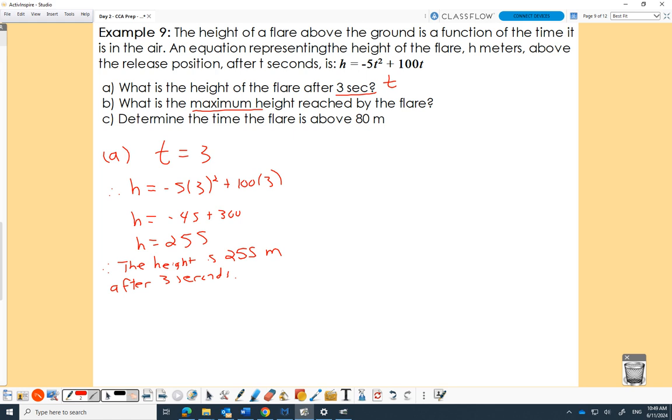Max leads you to go vertex. Vertex leads me to go vertex form, and vertex form makes me say complete the square. Can that all happen quicker than that? Well, yeah, but that's all the details you got to know.